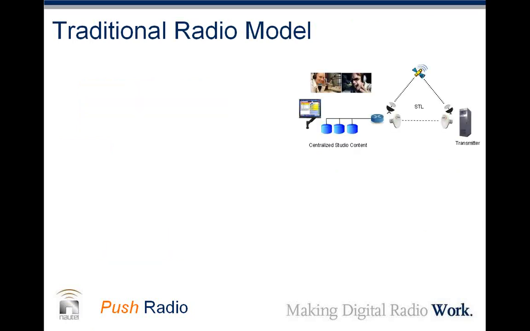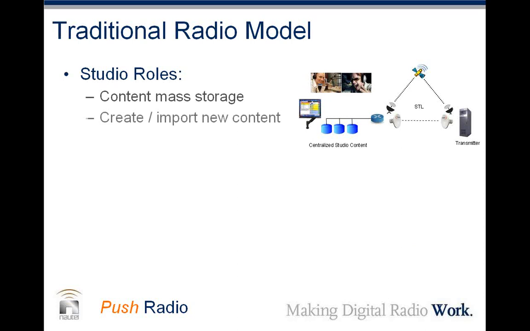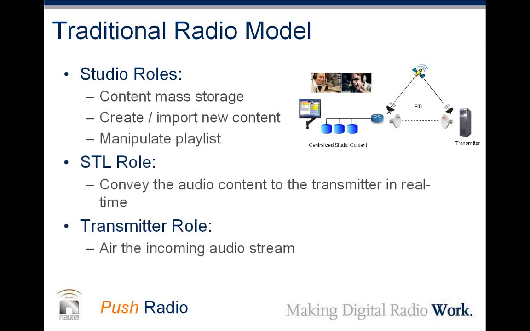Pretty standard stuff. In the traditional radio model, the roles that these things have: the studio has the role of the mass storage of audio content. It can create and import the new content, and manipulate the playlist of what's going on over the air. The STL, of course, has the role to convey the audio content to the transmitter in real time. And the transmitter has the role of simply airing that incoming audio stream. Again, very basic, but it's important that we look at these models so that we understand what's changing.